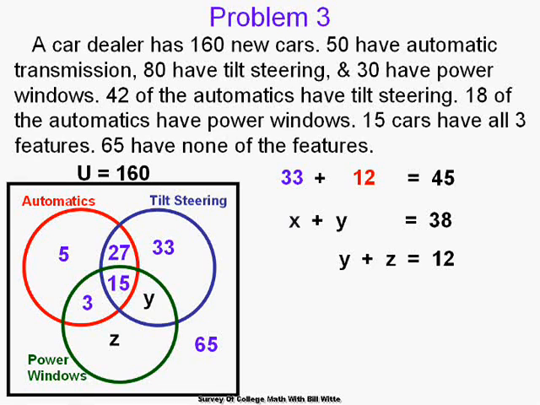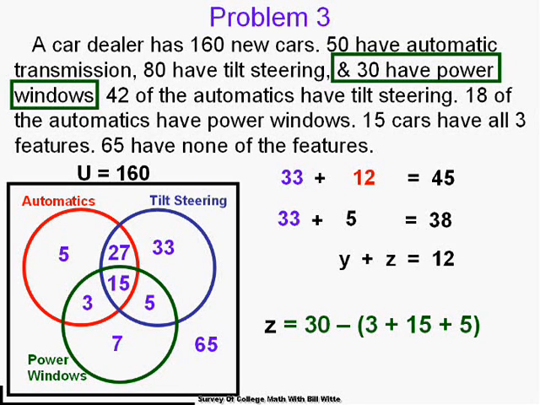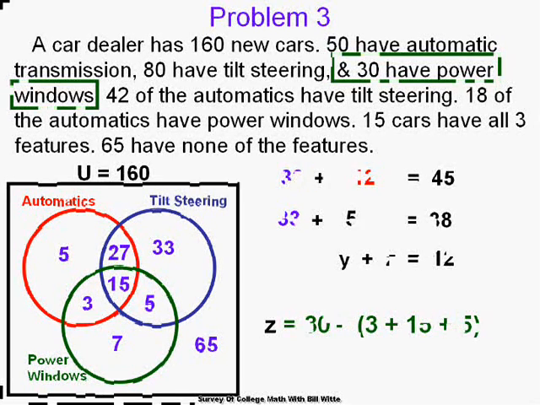Now I know what x is. Certainly, I can put it there and figure out what y is. 33 plus y is 38. So y must be 5. Now we're rolling. And once I know what y is, I can figure out what z is by subtracting all those other numbers from the total number in Power Windows. Yes! And I have all my numbers. I don't think I'd give you something like that on a test, but I wanted to show you that you could use systems to do it.